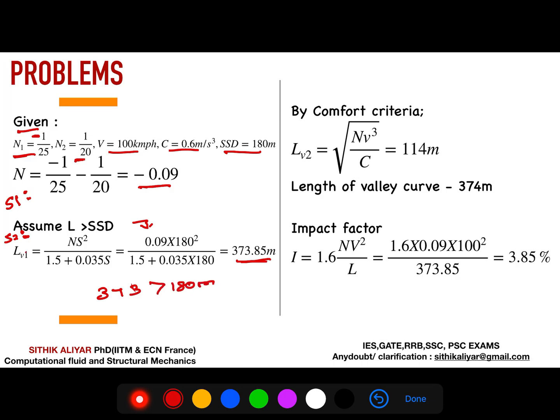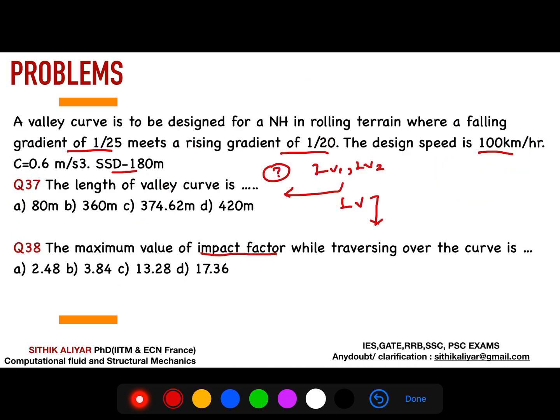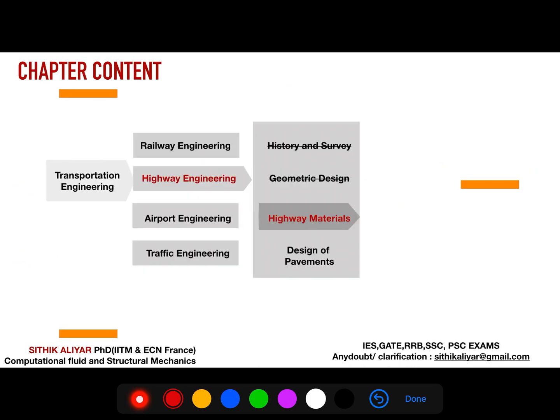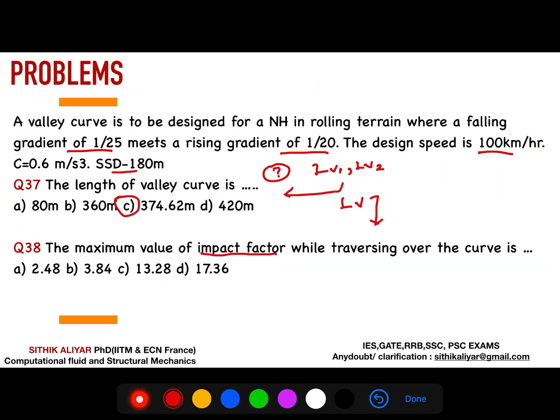So I got LV2. Step 3, use the formula, which is 2 into square root of NV cube by C. You substitute the N value, V in meter per second, C is 0.61, and you will get 114 meter. This I got as LV1. The length of the valley curve should be the maximum of LV1 and LV2, so 114 and 373. The maximum is 374 meter. This is the answer we got for question number 37: 374.62 meter, option C.